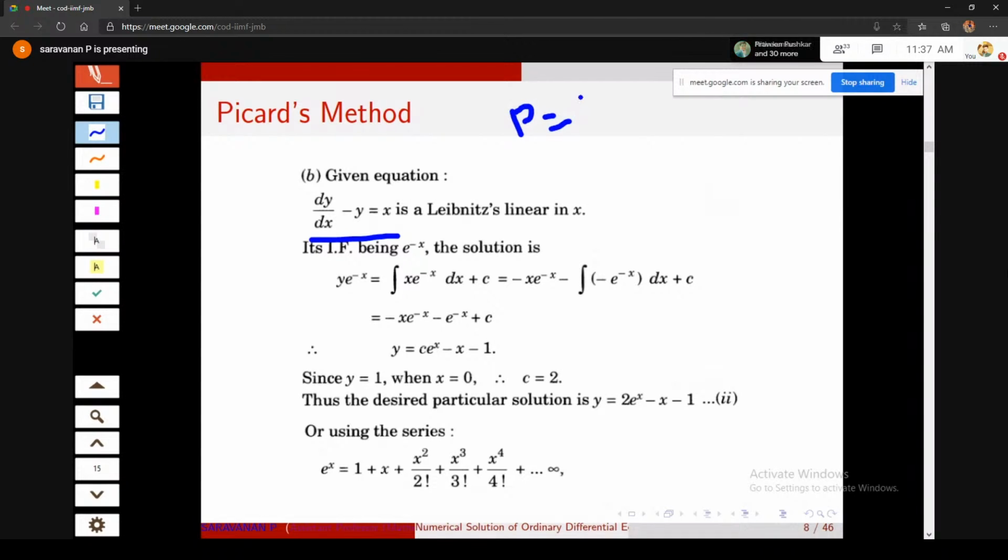Sir, p is minus 1. Yes, sir. dy by dx plus py equal to q. What is q? Q is the right hand side, x. So what is the solution? First you find out the integrating factor. What is the integrating factor?